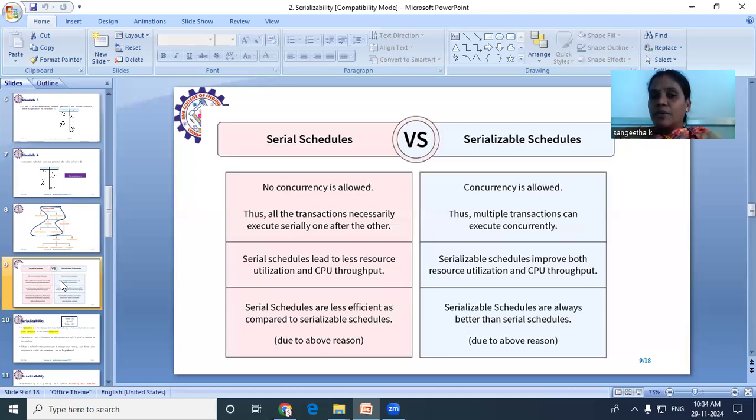The serial schedule leads to less resource utilization and lower CPU throughput. But in a serializable schedule, we allow concurrent access on the same data, so it improves resource utilization and CPU throughput. The serial schedule is less efficient compared to serializable, so serializable schedules are always better than serial schedules. These are the differences between serial and serializable schedules.